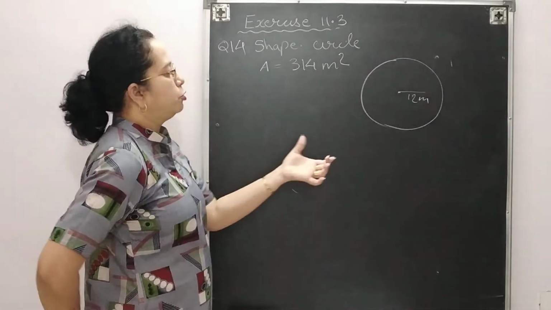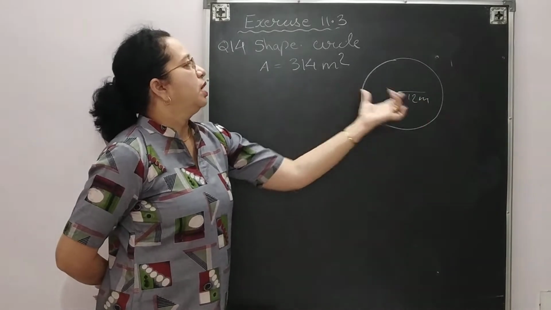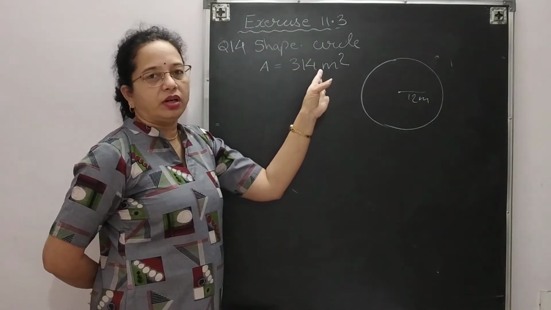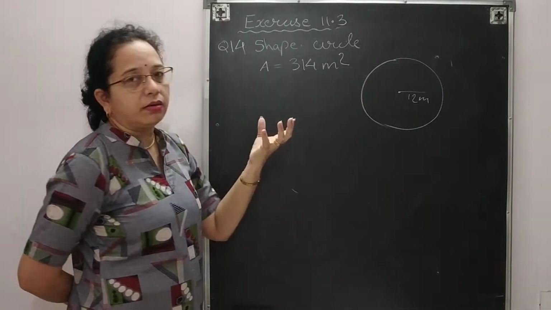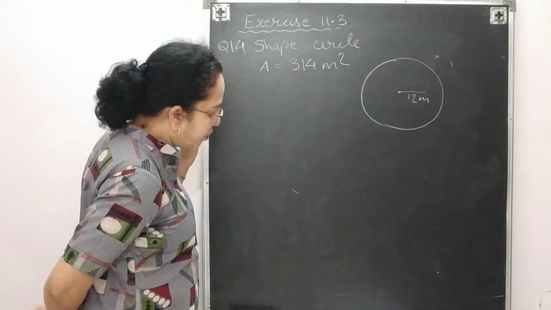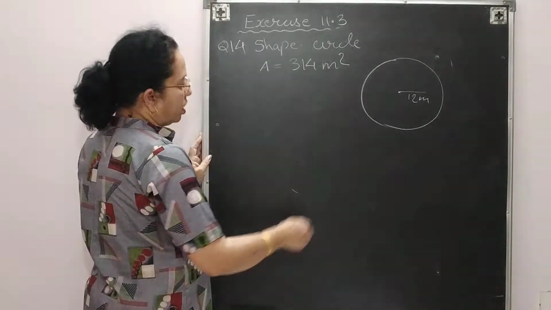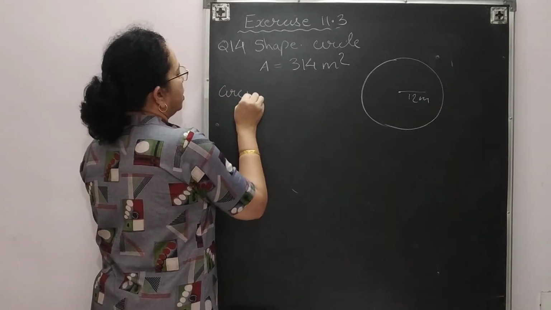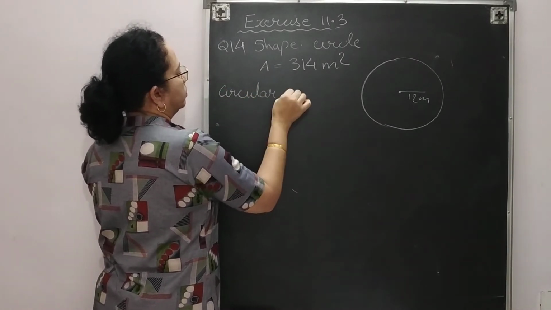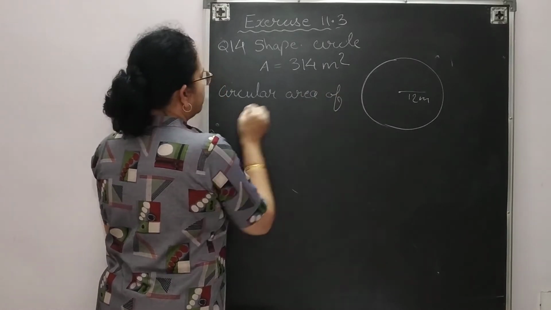So what we need to find out is the area covered by the sprinkler. If this is greater than 340 meters square, then easily we can say that yes, the sprinkler can cover the complete area. So we need to find the circular area covered by the sprinkler. So we will find out the circular area of the sprinkler.